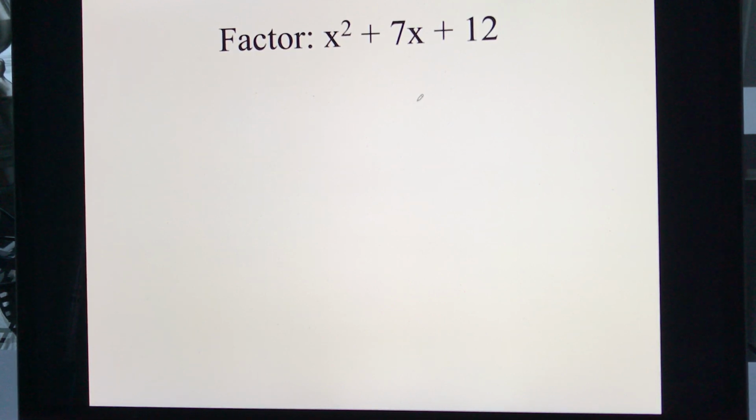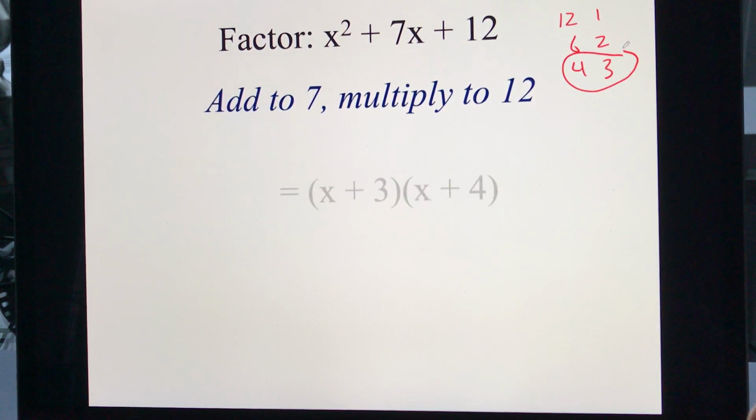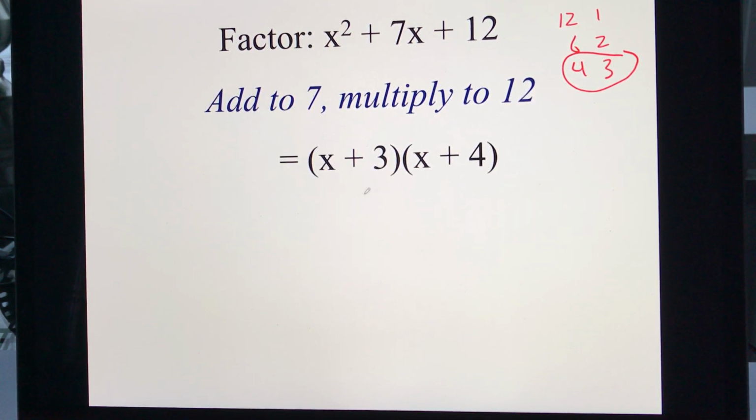Let's try this one. X squared plus 7x plus 12. Find two numbers that add to 7 and multiply to 12. Well, multiply to 12, I could do 12 and 1. They don't add to 7. I could do 6 and 2. They don't add to 7. I could do 4 and 3. Yes, those numbers add to 7. So I know my bracket would be x plus 3 and x plus 4. And it doesn't matter which one you put first. It's the same answer anyway.